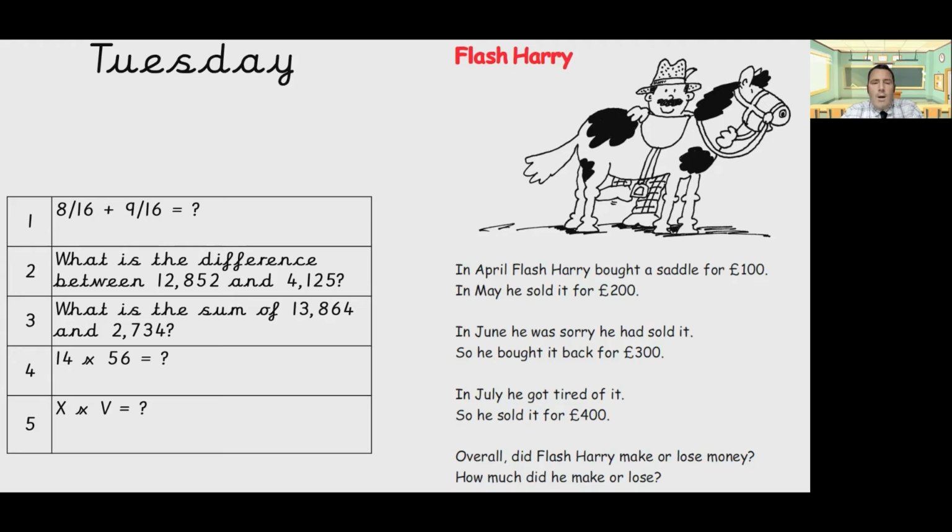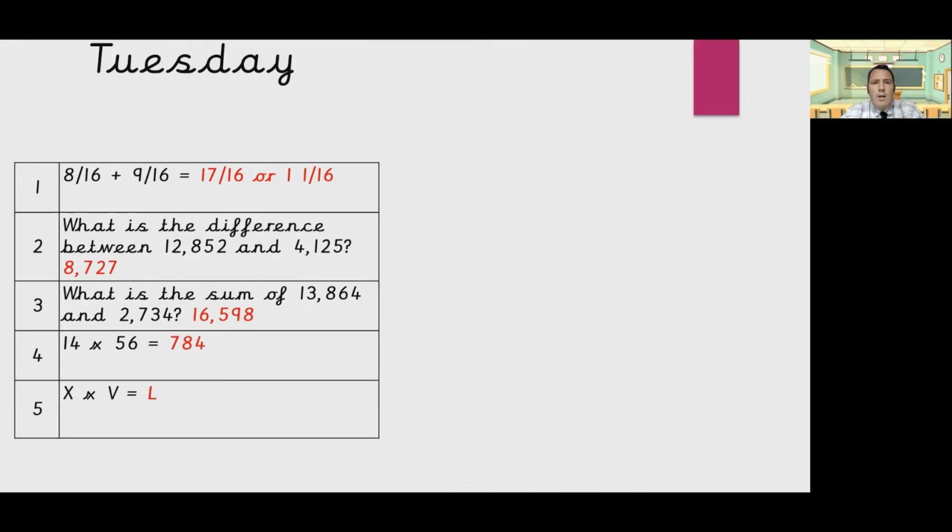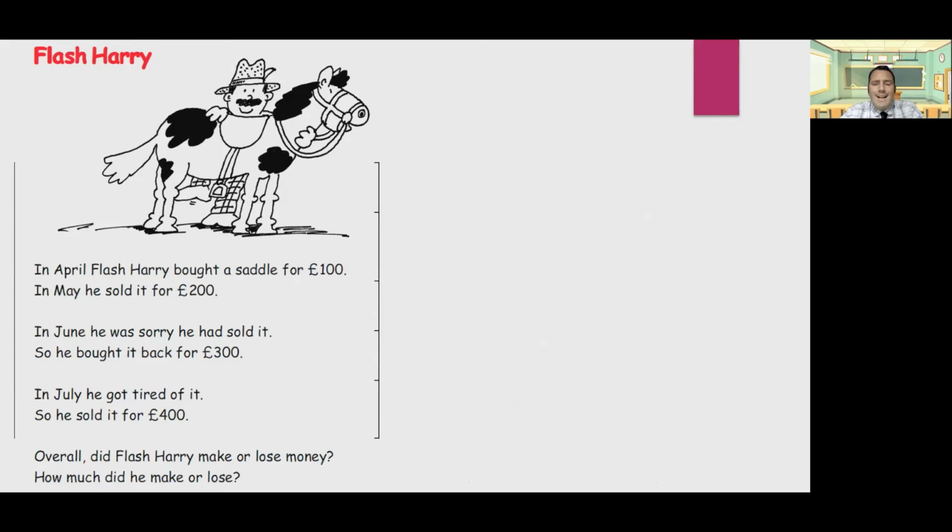Okay, here come your answers for your arithmetic. Check your answers now. Here's the reasoning question again. So like we did yesterday, come and see me, show me the answer you've got. I'll tell you whether you're right or wrong. And if you've got really stuck with it, I'll help you work your way through that question.